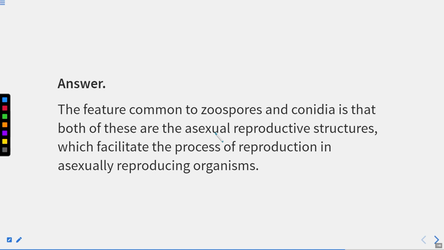The feature common to zoospores and conidia is that both of these are asexual reproductive structures, which, as you already know, facilitate the process of reproduction in asexually reproducing organisms.